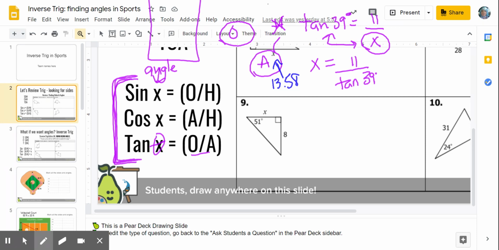Unless you guys think you know it well enough, and then I can let you go in your breakout rooms and do them together. I can give you the choice. What would you rather do? Do these together or do them in breakout rooms? Okay.